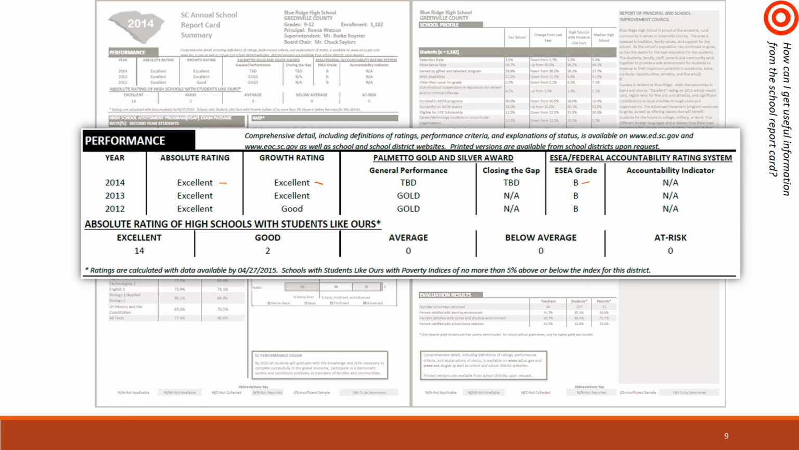Now it also talks about the absolute ratings of high schools with students like ours, right down here. And it's got a little star there to tell you what that means. What that means is schools with similar demographics. So about the same number of students and about the same poverty rate. And you can see that in South Carolina, there are 16 other schools that have similar demographics to ours, about 1,200 students, and a similar poverty rate. And among those 16 schools, 14 of them ranked excellent and 2 of them ranked good, which means that we are in very good company and probably have a little bit of competition here.